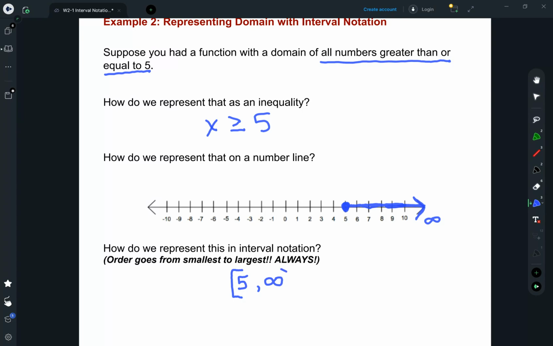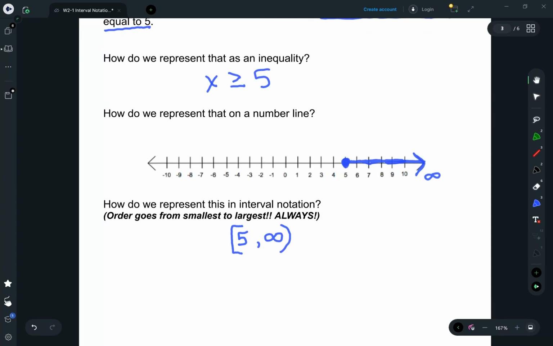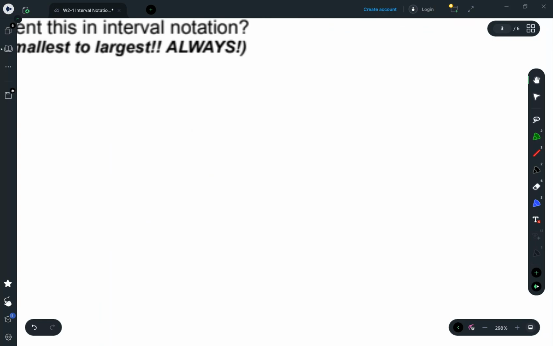And we're going to use a parenthesis on the infinity. We just do that for an agreement that all the mathematicians decided on. You can't ever get to infinity, so we don't want to necessarily include it. I'm not going to take off points if you put a square bracket around infinity, but it's just not super cool. Let's go to the next problem.